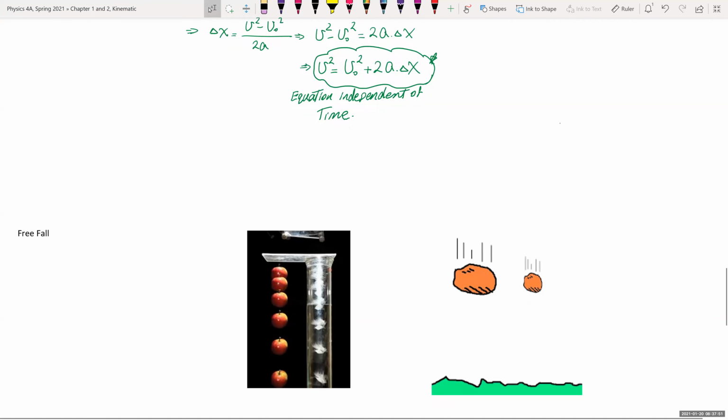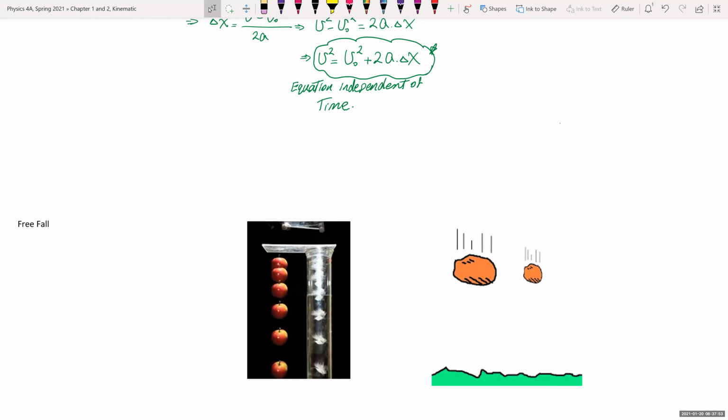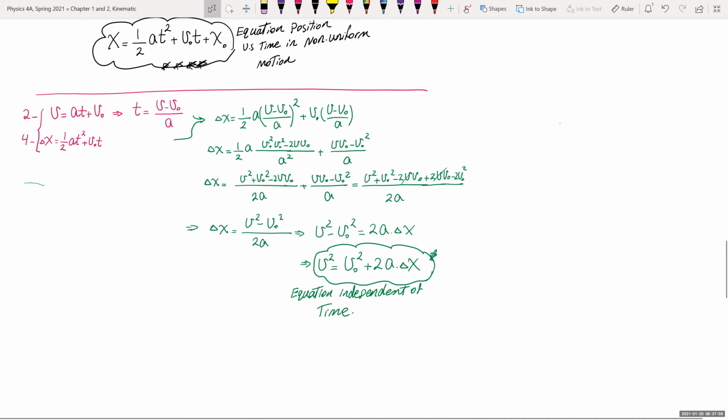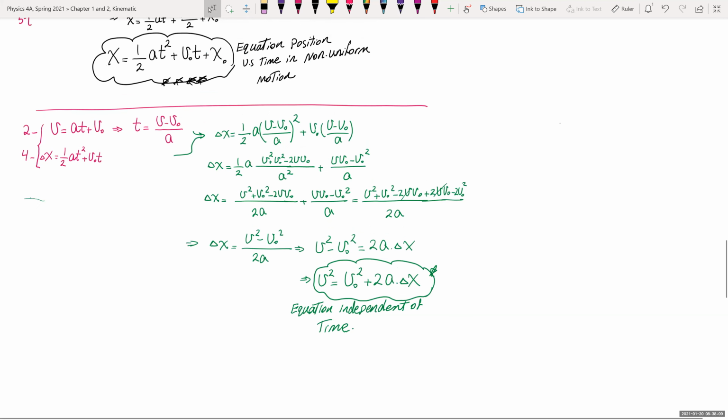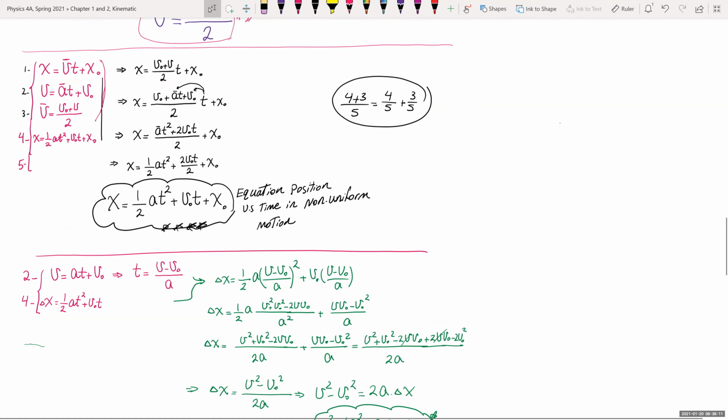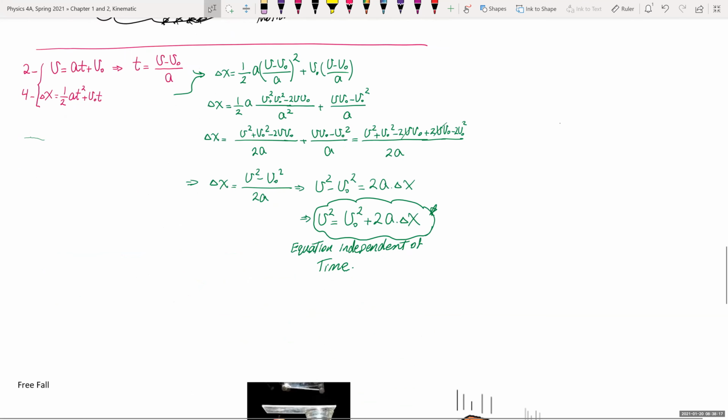We are in continuation of chapter 2, which is about kinematics, and we continue kinematics from motion on the horizontal axis to motion on the perpendicular axis. So we finished equations for motion on the x-axis. Now we go to motion on the y-axis.